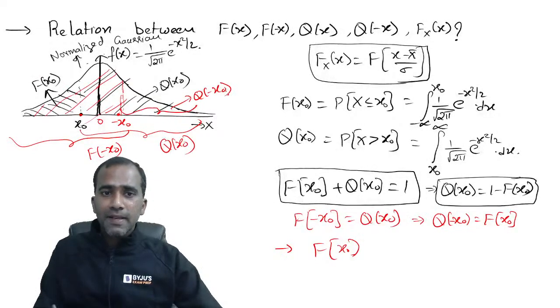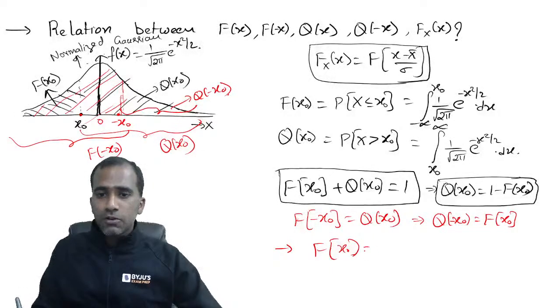We already know f of x0 and q of minus x0 are the same, right? I want the relation between f of x0 and f of minus x0. This area is f of x0, and how about f of minus x0? This area is also the same as f of minus x0. So this area, which is f of minus x0, and this area, which is f of x0, if you add both of them, it will result in 1.